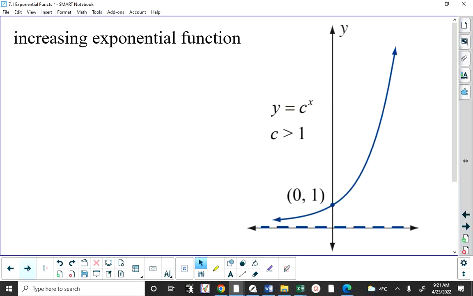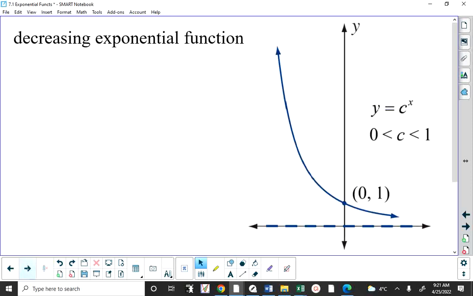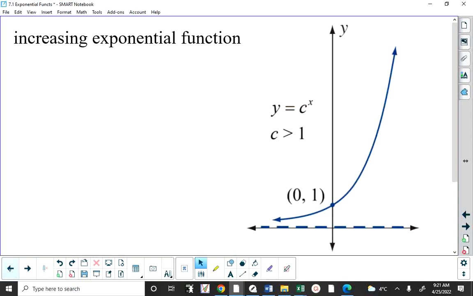It's important you understand exponential functions can either be increasing or decreasing. And when we talk about increasing or decreasing, we're always making reference to left to right. As x goes up, as x increases in value, what happens to y? And in this particular graph, y increases from left to right. On the other hand, a decreasing exponential function is one where from left to right, as x gets larger in value, y decreases.